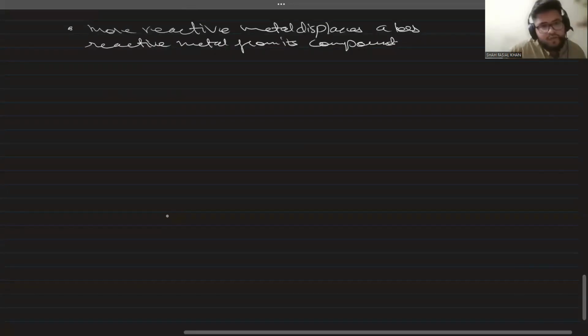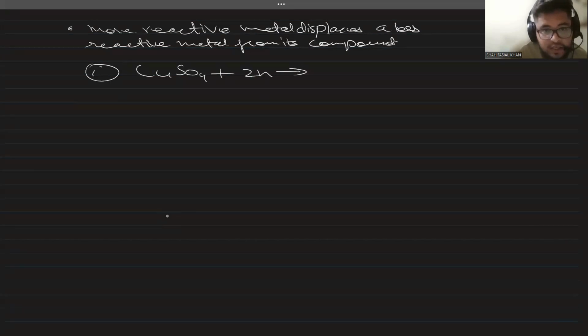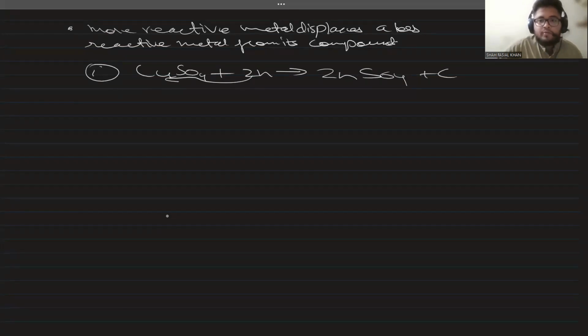What are some examples of displacement reaction? Let's start with the first reaction. Copper sulfate, when it reacts with zinc, what happens is that zinc replaces copper, because in the reactivity series, zinc is more reactive than copper, hence zinc replaces copper, and copper is extracted from this equation.